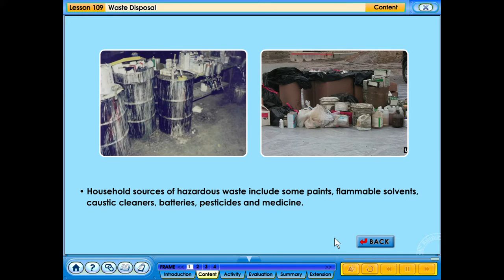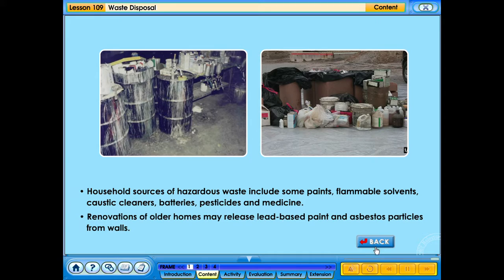Household sources of hazardous waste include some paints, flammable solvents, caustic cleaners, batteries, pesticides, and medicine. Renovations of older homes may release lead-based paint and asbestos particles from walls.